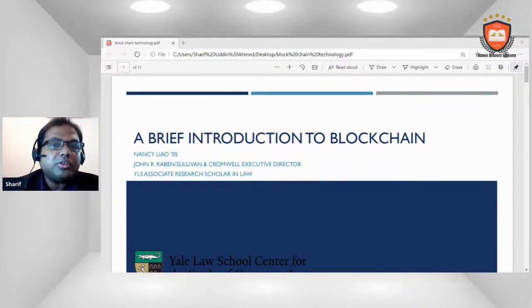So, what is a distributed ledger? Instead of a single entity, there are multiple entities: node A, node B, node C, node D, and node E. How might a distributed ledger work?